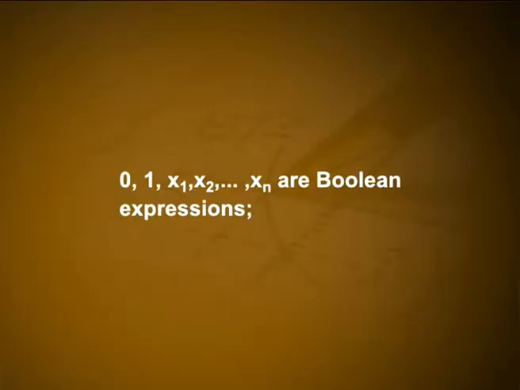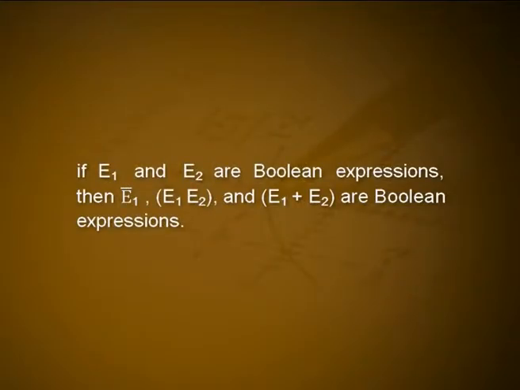Boolean functions can be represented using expressions made up from variables and Boolean operations. The Boolean expressions in the variables x1, x2, ..., xn are defined recursively as follows: 0, 1, x1, x2, ..., xn are Boolean expressions. If E1 and E2 are Boolean expressions, then E1 bar, E1 E2 and E1 plus E2 are Boolean expressions. Each Boolean expression represents a Boolean function. The values of this function are obtained by substituting 0 and 1 for the variables in the expression.